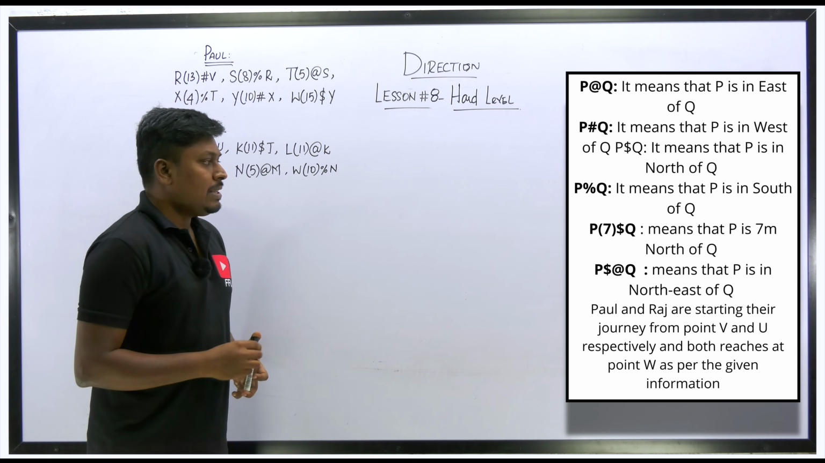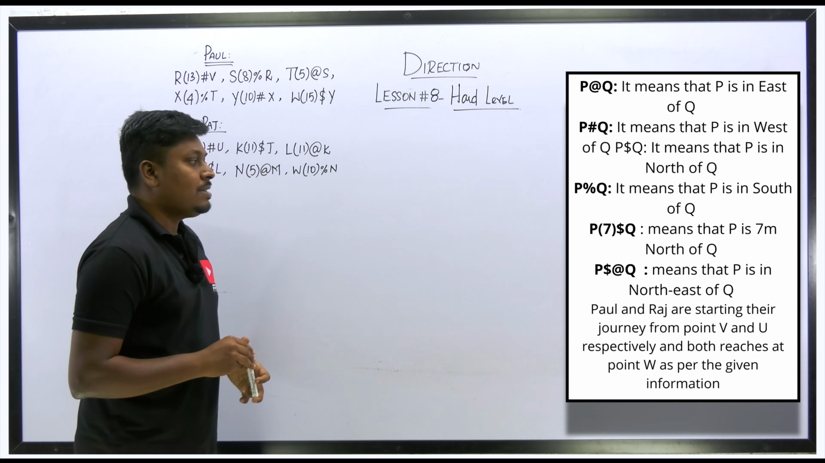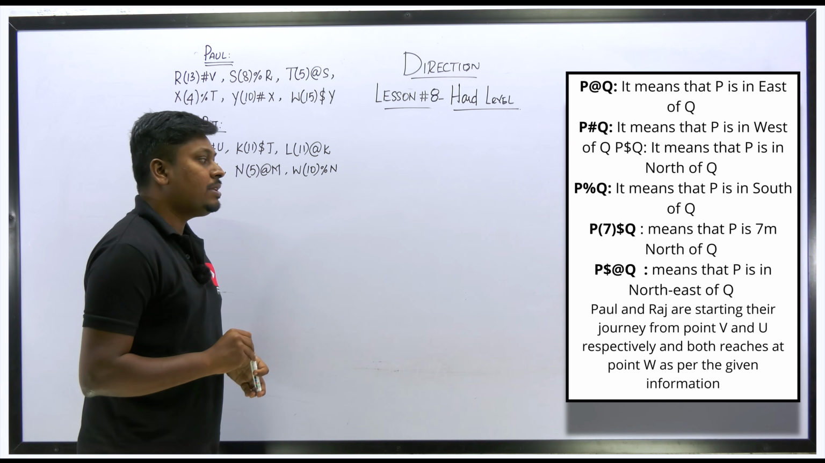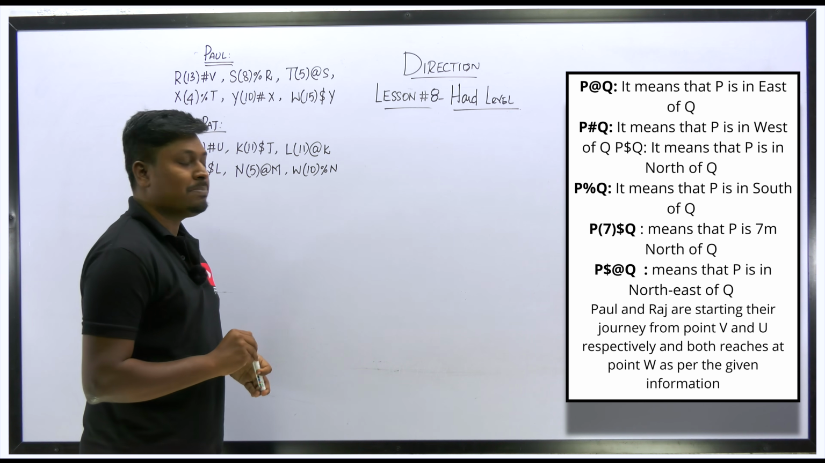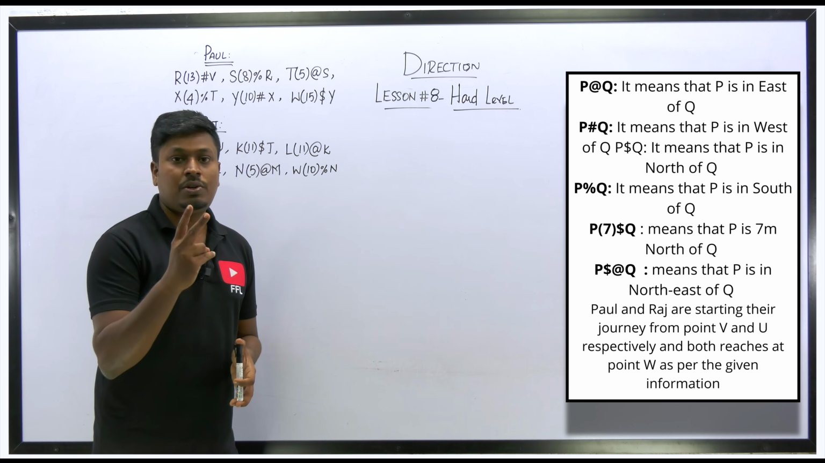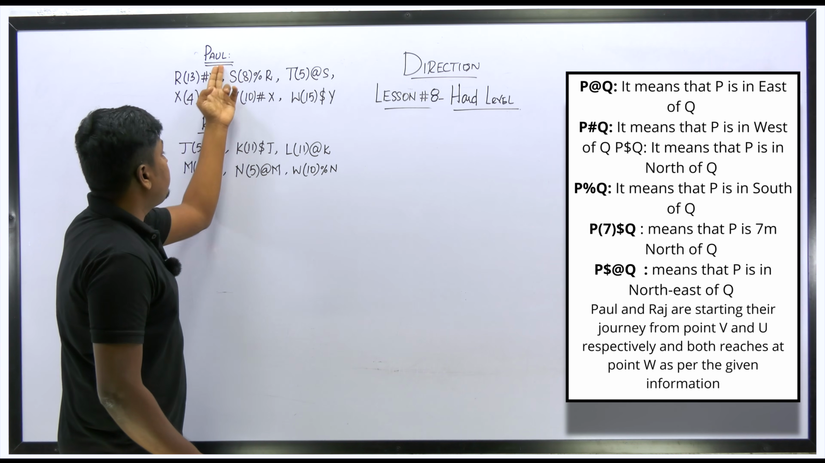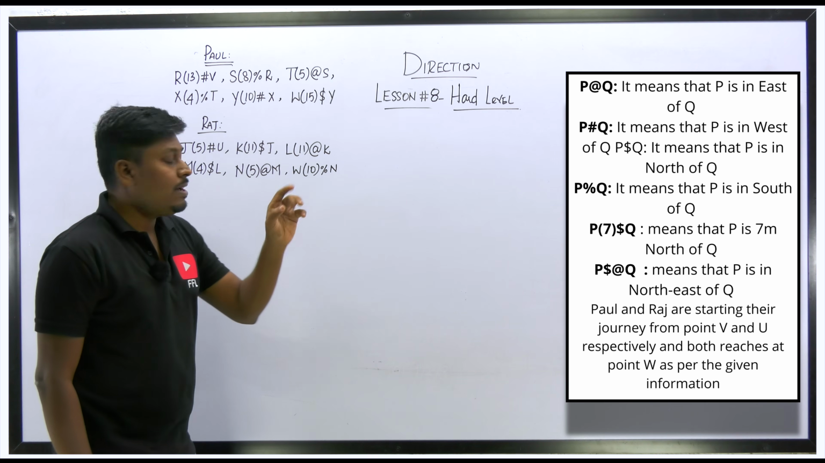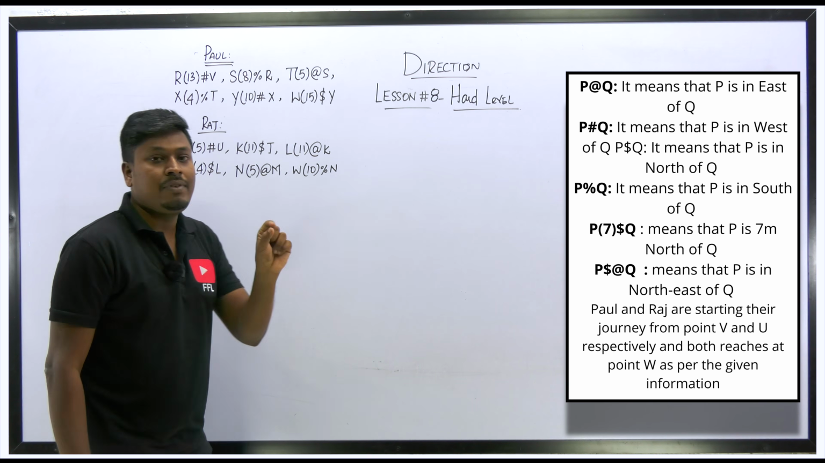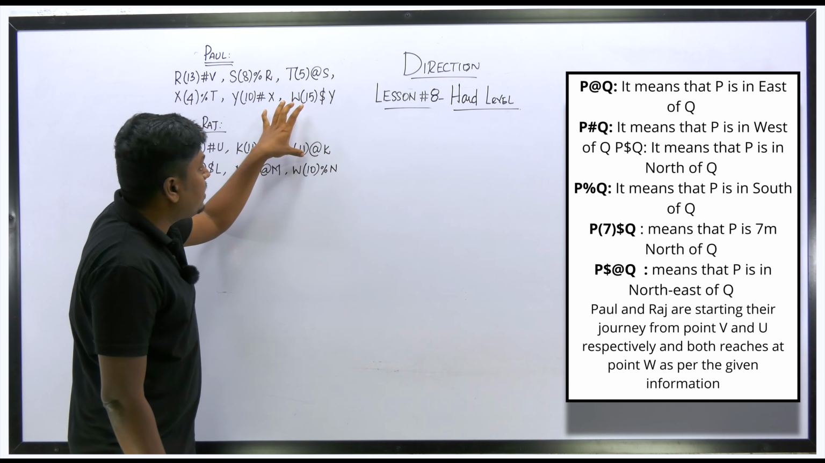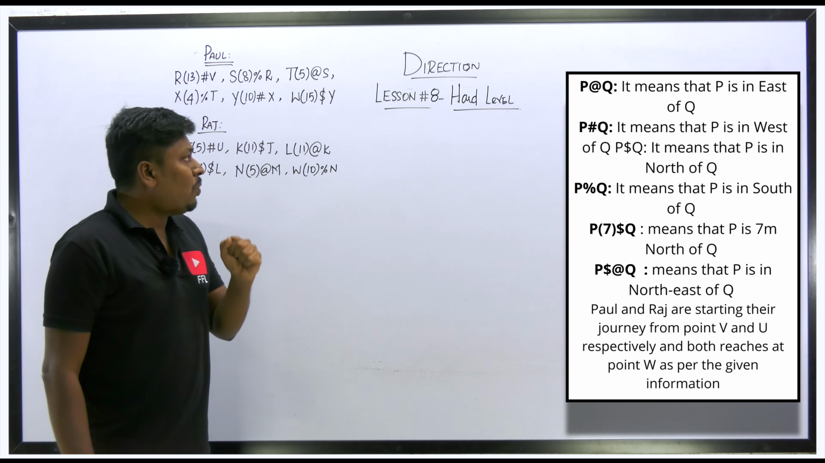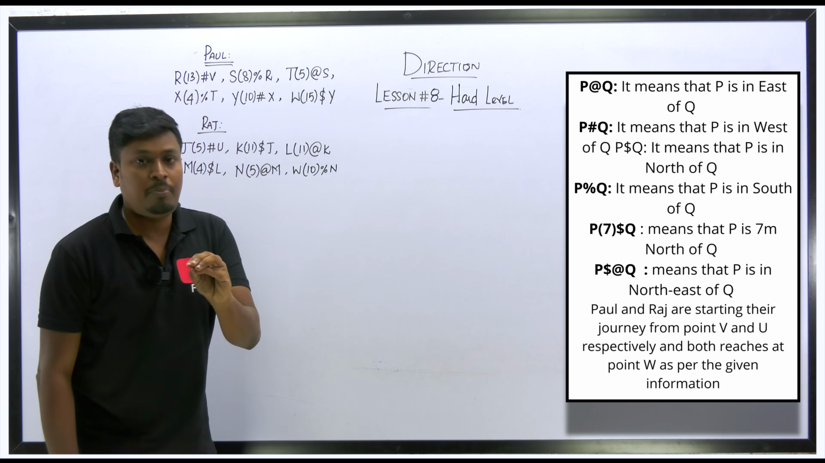Got it? And then they have given a note that Paul and Raj are starting a journey from point V and U respectively. Both reach the point W as per the given information. So there are two persons, Paul and Raj. Paul is starting from the point V and Raj is starting from the point U, but both persons finally meet at the point W. Understood or not?